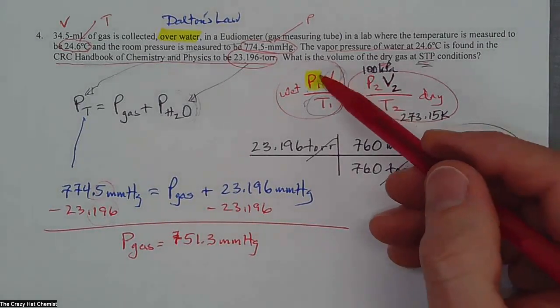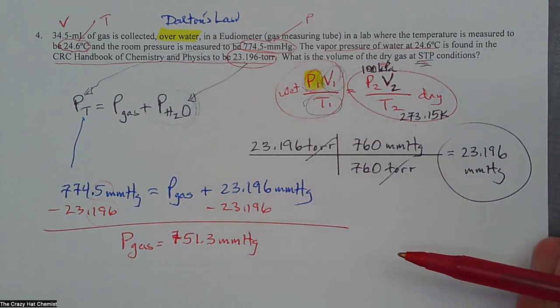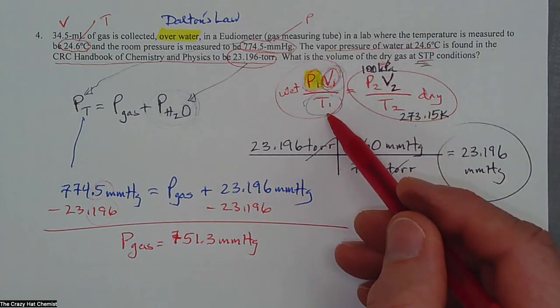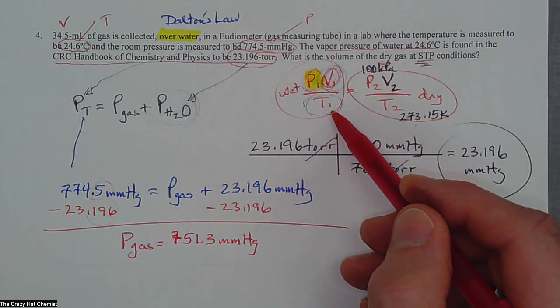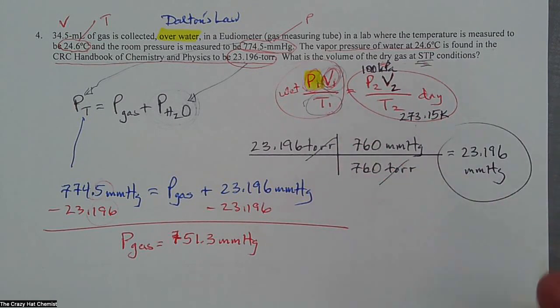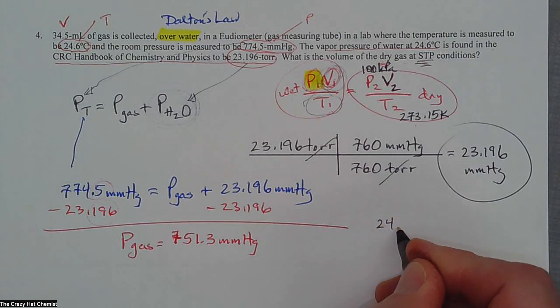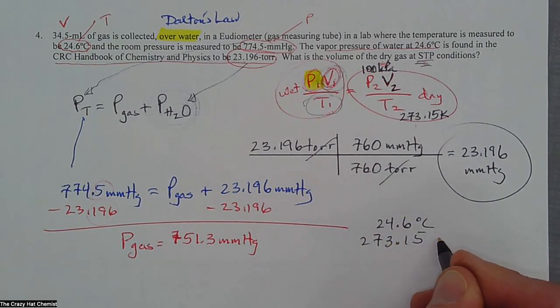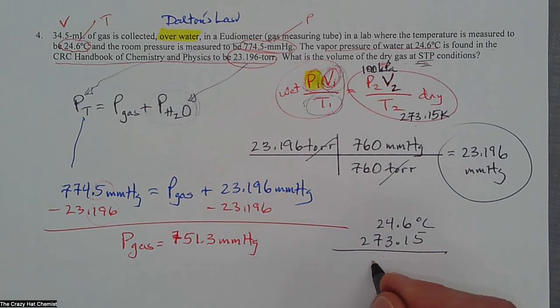All right, so now I have the pressure using Dalton's law. And I've been given the volume, that's 34.5, and now I need to convert my temperature. So my temperature is 24.6. So let's convert that. So we have 24.6 degrees Celsius. We're going to add 273.15 to this, and we're going to get 297.8 Kelvin. I'm using the fewest number of decimal places, which is 1.